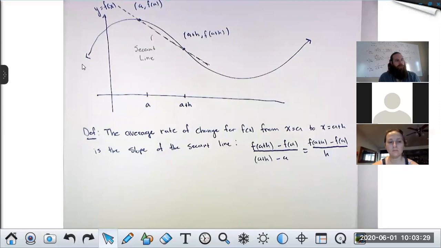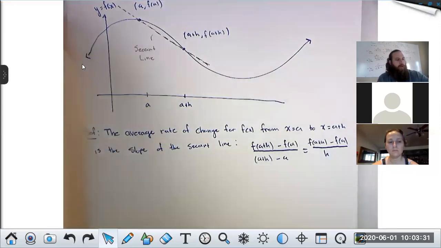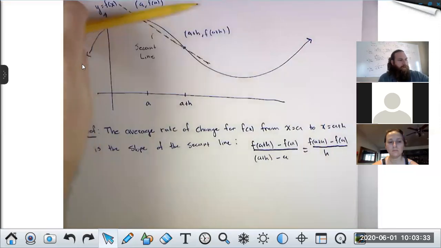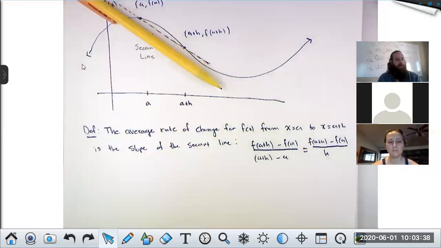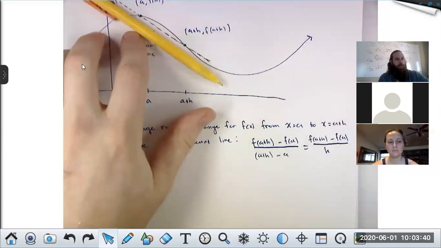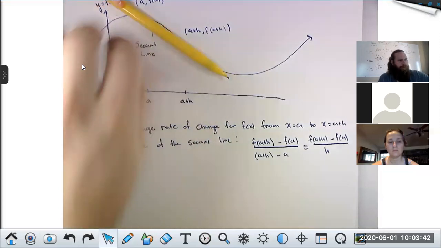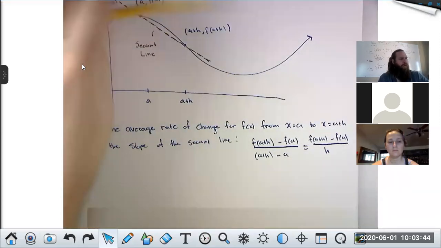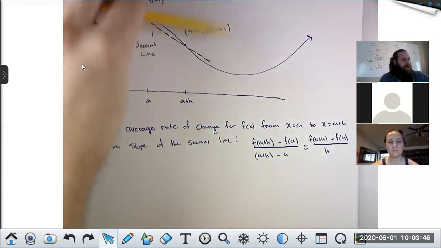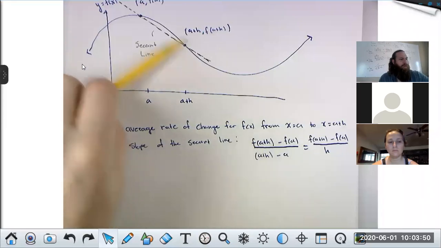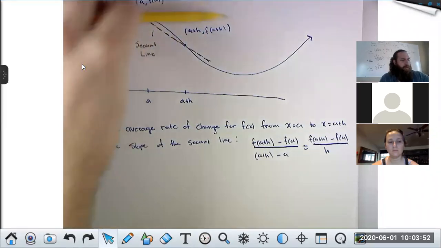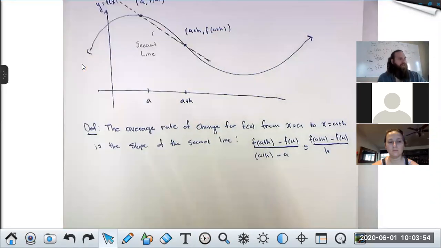But let's return to the skiing analogy. If you're skiing along this hill, your skis do not poke down through the hill. This doesn't tell you exactly how you're pointed at any given moment. What I want to know is not what's the average rate of change from here to here. I want to drag this point up here to be the same as that point and get the instantaneous rate of change.